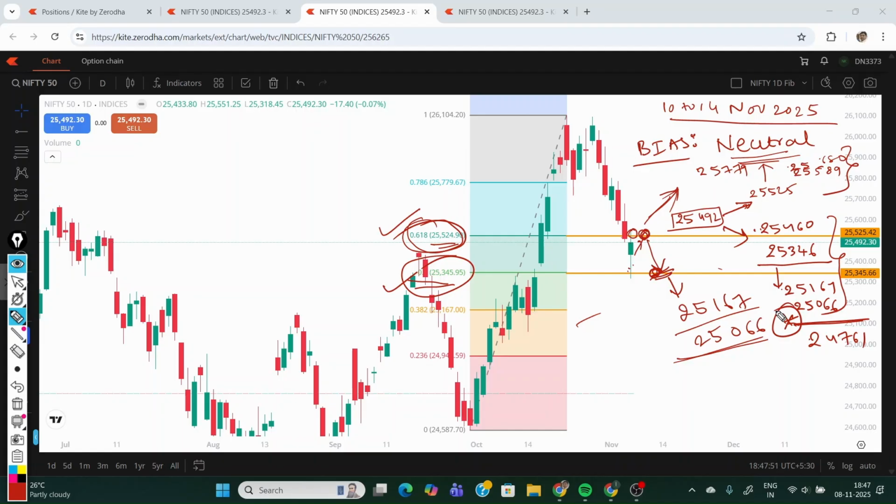If it is breached and sustains, then we change our bias to positive. If it takes resistance at 0.618 and moves down and breaks the 0.5 retracement, we will change our bias to negative. That we will discuss in our daily videos.